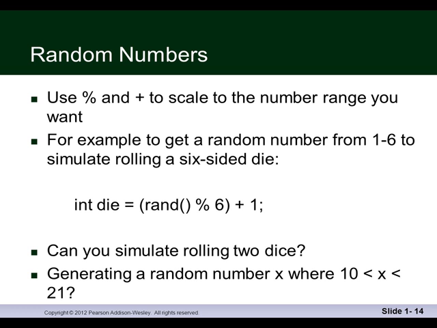Generating a random number x where x is between 10 and 21. How do we do that? So it's going to be greater than 10, less than 21. So how many numbers is it, first of all? 11 to 20, that's going to give me what? 10 numbers. 11, 12, 13, 14, 15, 16, 17, 18, 19, 20. So that's going to be 10 numbers.